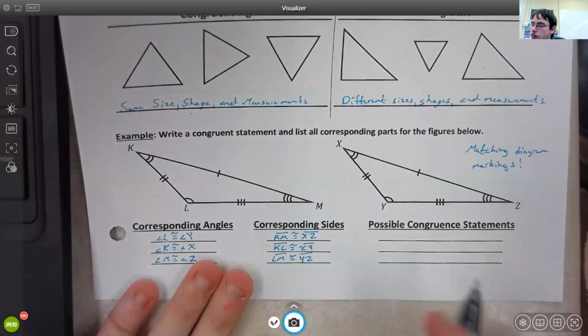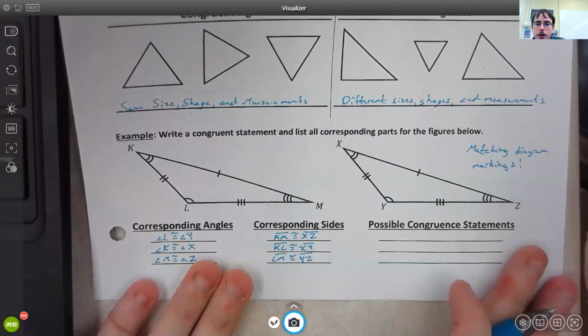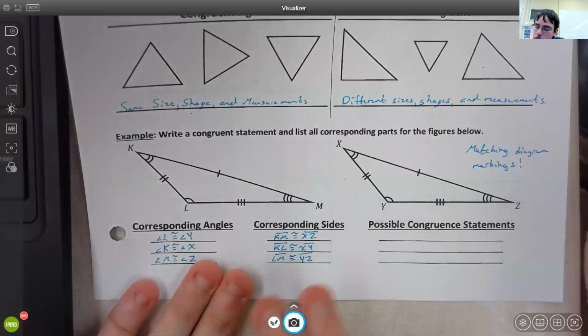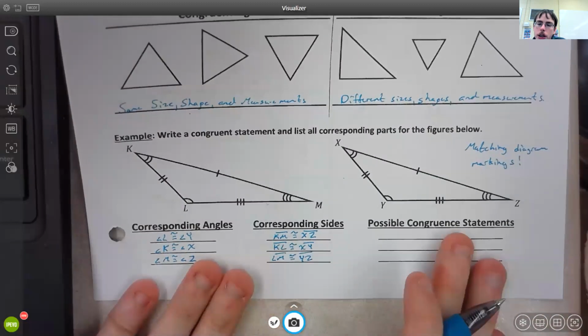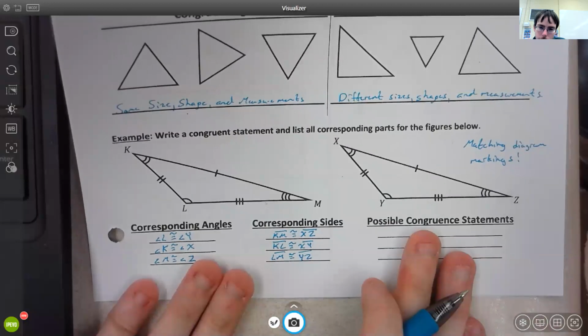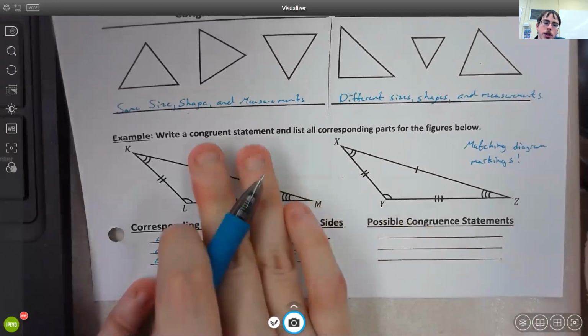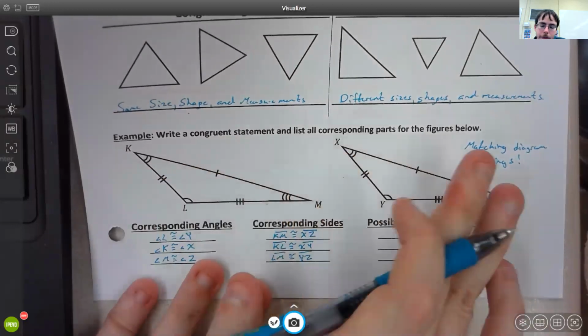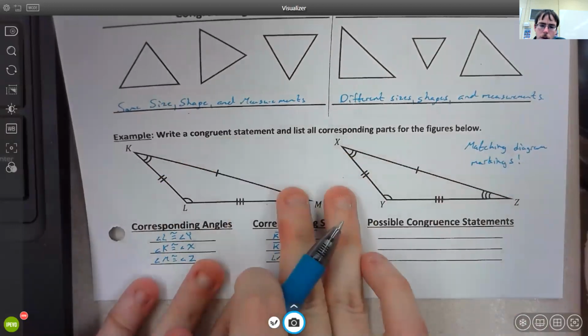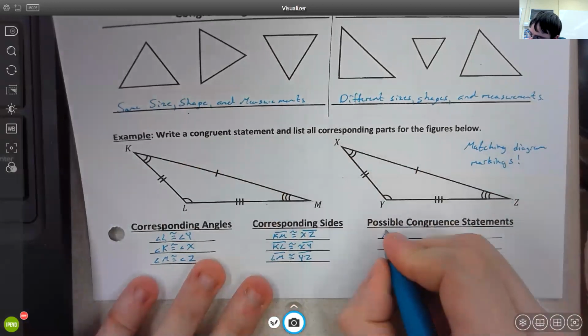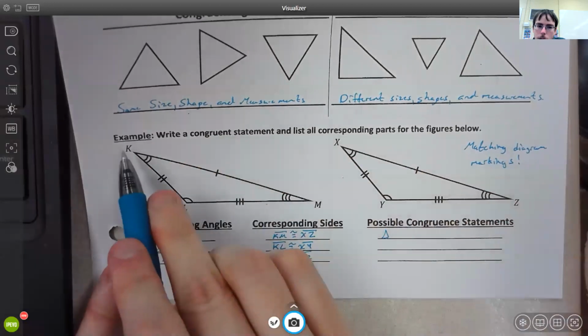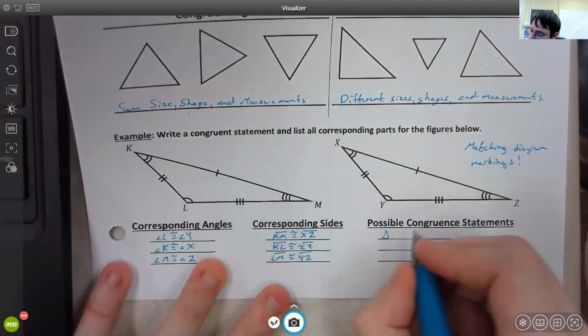So now let's talk about the possible congruent statements. We've done some congruent statements here, but what we're going to do here is the triangle congruent statements. So we're doing the triangle congruence, and we're going to have to talk about the triangles as a whole. Well, to start with, we're going to name it triangle, and we'll start with KLM.